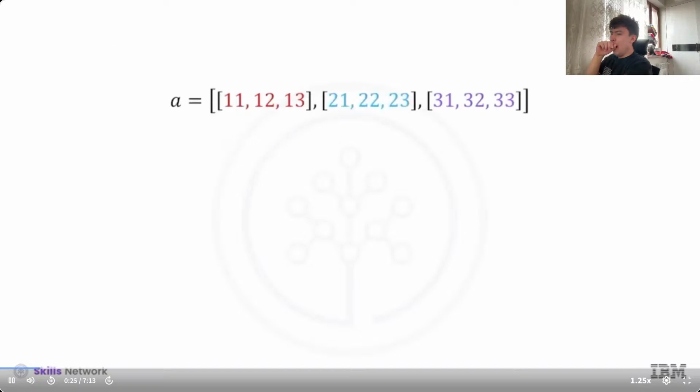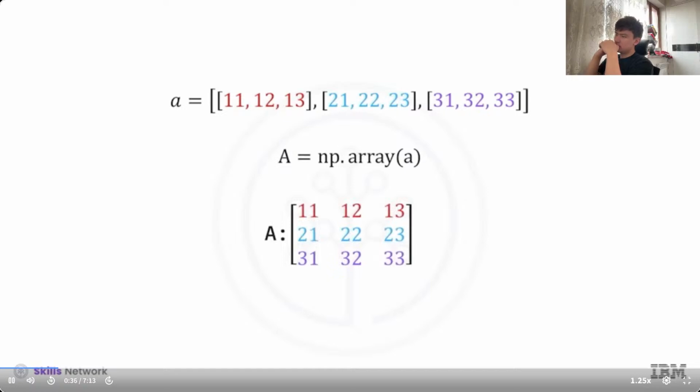Consider the list A. The list contains 3 nested lists, each of equal size. Each list is color-coded for simplicity. We can cast the list to a numpy array as follows. It is helpful to visualize the numpy array as a rectangular array. Each nested list corresponds to a different row of the matrix.